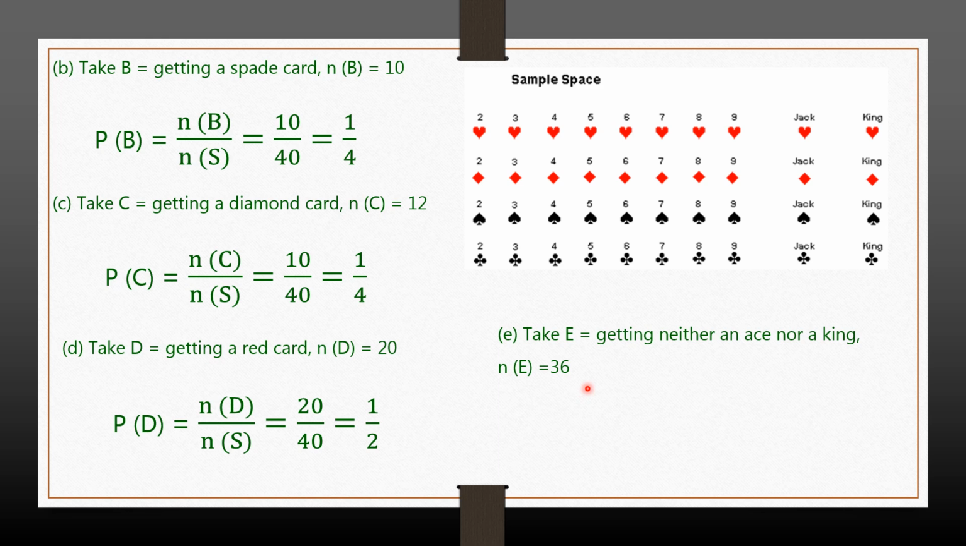If n of E is equal to 36, from this, P of E is n of E by n of S. It is 36 by 40. Go for cancellation with 4 9s and 4 10s. 9 by 10 we will get. The probability of getting neither an ace nor a king is 9 by 10.